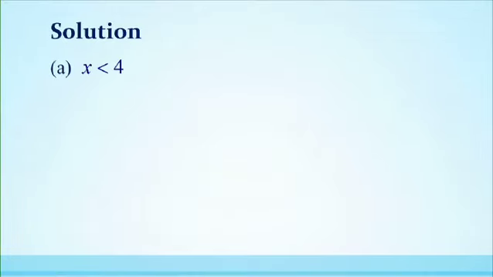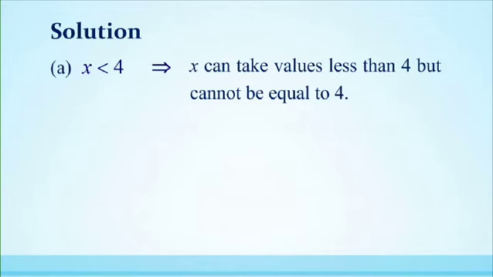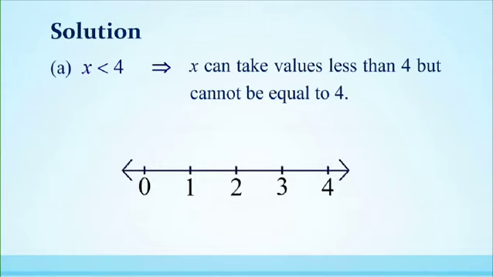So for the first one, it's x less than 4. How do we do it? What does that mean, x less than 4? It means that x can take values less than 4, but be careful, it should not be equal to 4. So how do we show that on a number line? You put a circle on the 4, and then you move to the left. Why do we move to the left? Because it is less than 4. And be careful here, we have not shaded the circle.